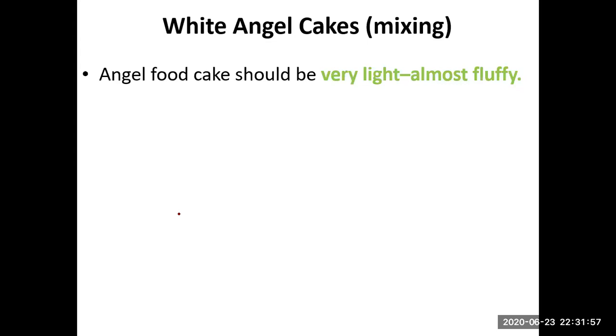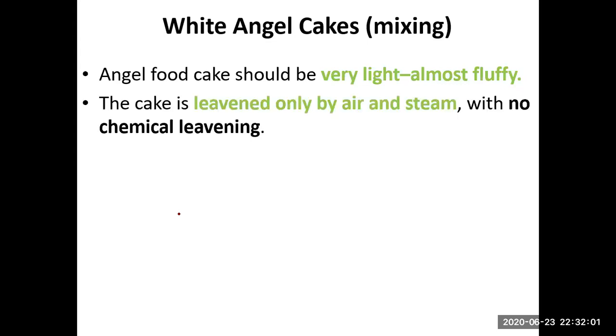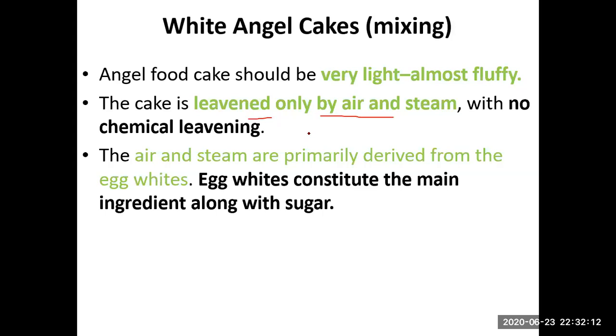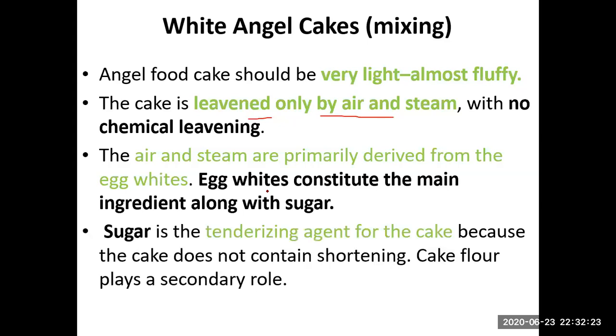So if you go for mixing of white angel cake, it is made mostly with egg white, and egg yolk is not added there. So how will we prepare that? It's a very light and almost fluffy cake, and it's leavened only by air and steam, with no chemical leavening added. Egg whites constitute the main ingredient along with sugar. You beat the egg white vigorously, and it will make a foam. Then you add sugar and beat again to a stiff foam that will not move. As there is no chemical leavening agent added here, sugar actually acts as a tenderizing, softening or fluffing agent.